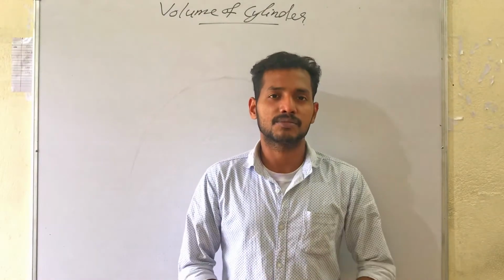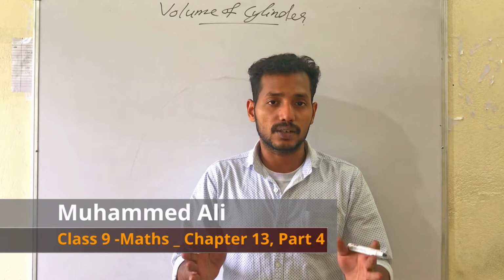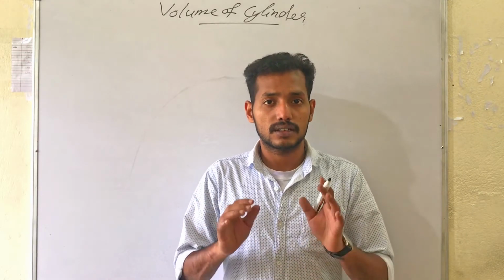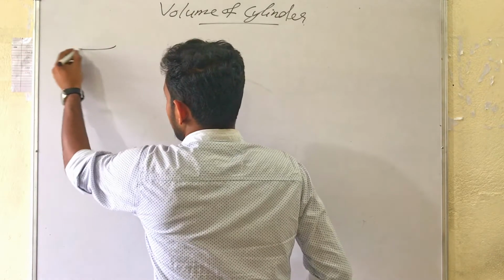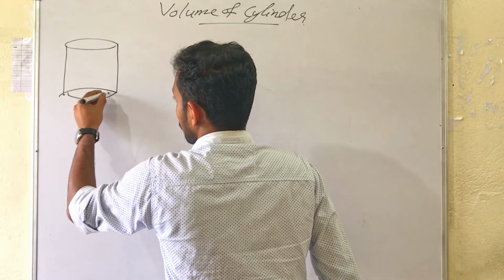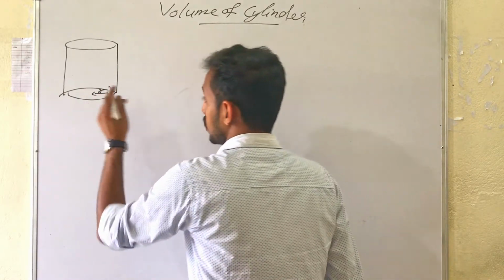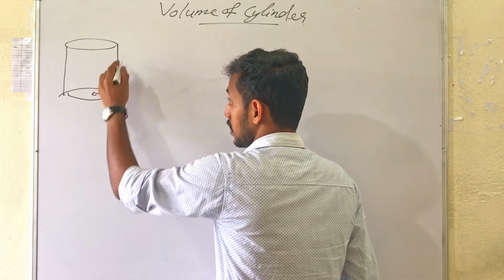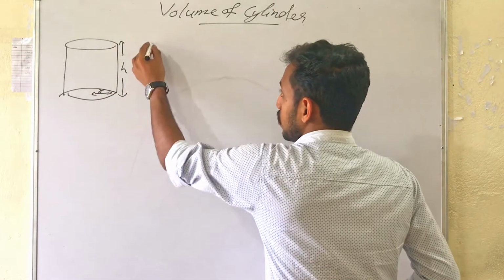Hello students, today in this video I am going to explain how to calculate the volume of a right circular cylinder. So what is a cylinder? We already discussed that it has two quantities we need to remember, radius and height. So what is the volume formula?